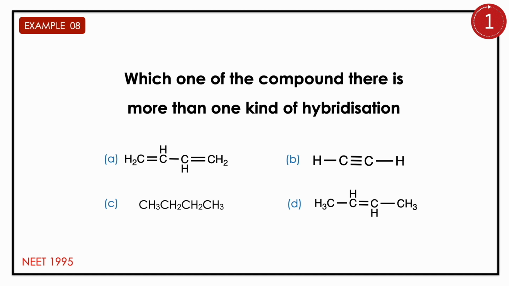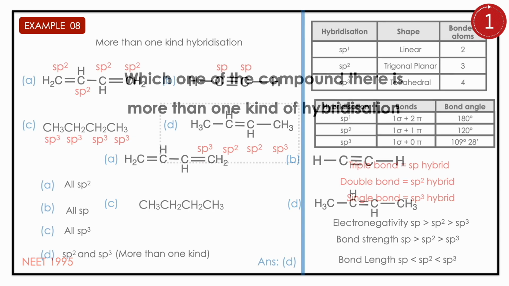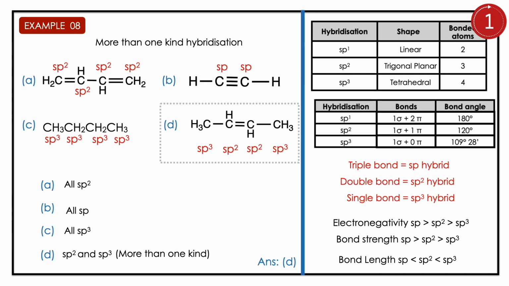Then the next example: which one of the following compounds has more than one kind of hybridization? Compound A is 1,3-butadiene, B is acetylene, C is butane, D is 2-butene. You should know which compound has more than one kind of hybridization. The question is straightforward. You just look at the bonds and mark the hybridization.